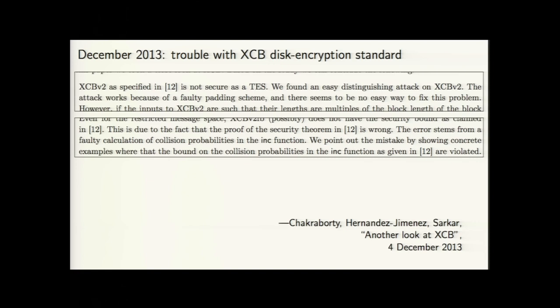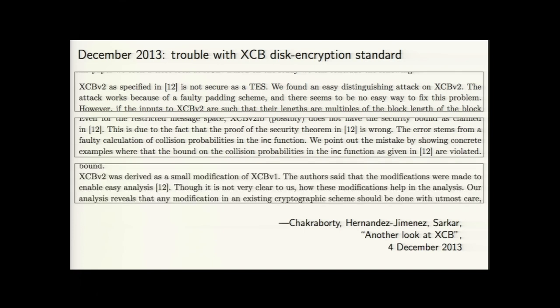There's an easy attack, faulty padding scheme, blah, blah, blah. Proof of the security theorem is wrong. And then the really funny thing is this, again, this is the second version. The first version was thrown away because the authors of XCB said that they were modifying it to help the analysis, to enable easy analysis. Maybe that means to make the cryptanalyst's job easier. Somehow they changed XCB in a way that, well, they said would actually allow a security proof, but the security proof was wrong, and they made it weaker. Actually, the original XCB, from everything we've seen now, is stronger than the modified disk encryption method.